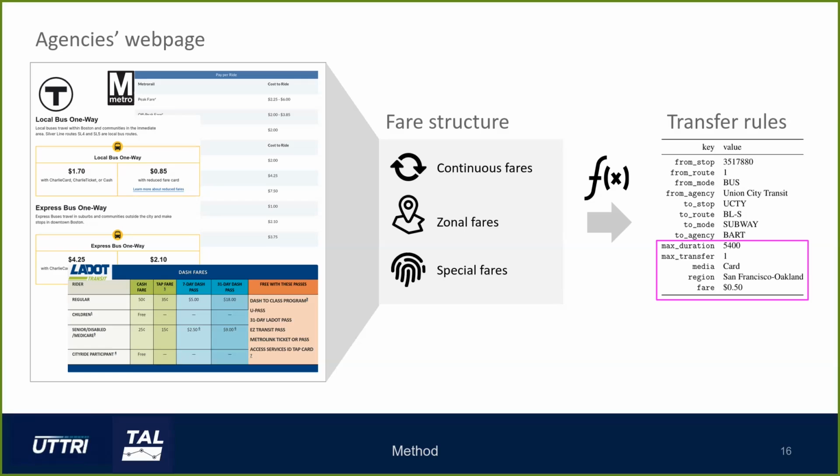Zonal fares group transit stops or stations into geographic or political zones. So transit users pay according to the number of zones traveled. And special fares are unique models or combinations of fare structures. They are often the most difficult to model, as rules are usually unclear and fare information is unavailable, so special conditions must be considered for an accurate data representation. Then we extracted the information from the websites, visiting them one by one.